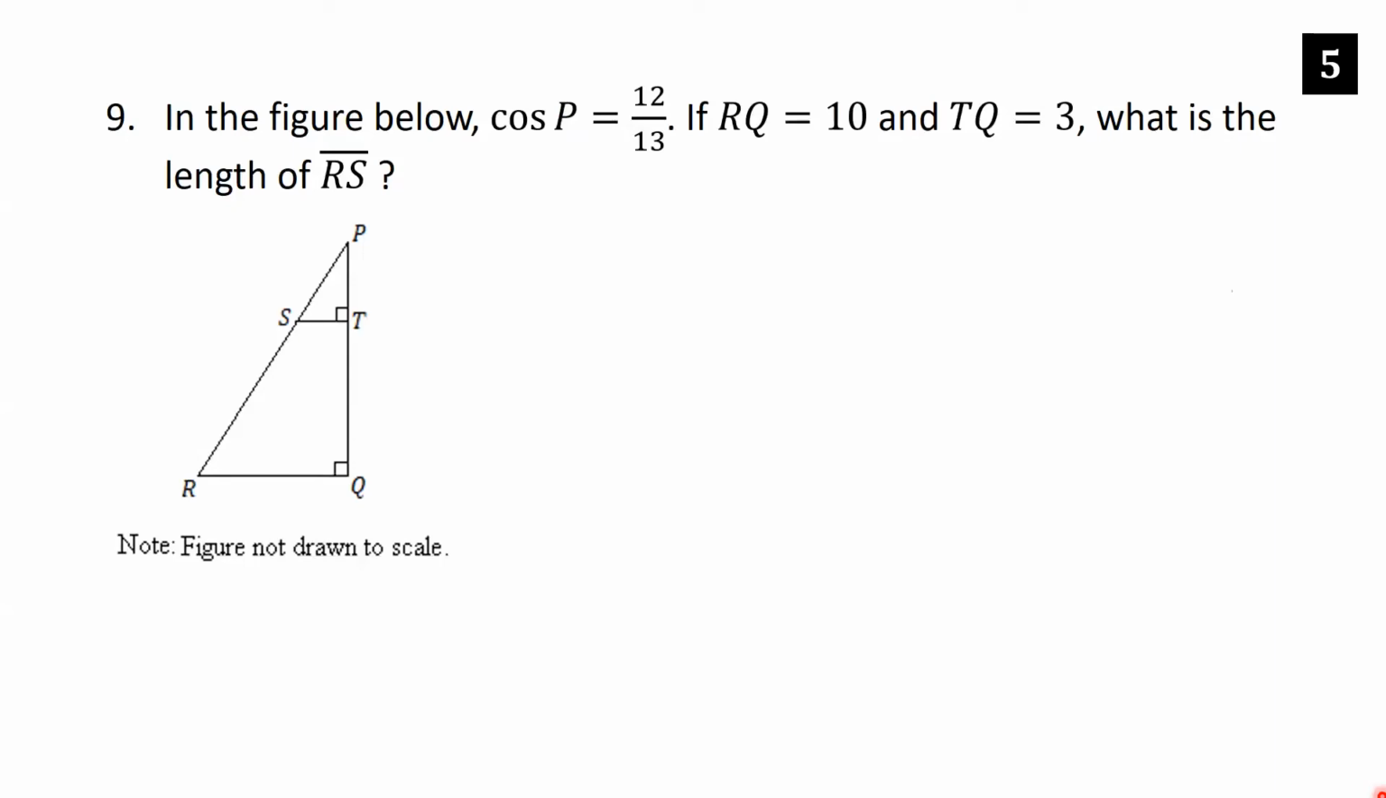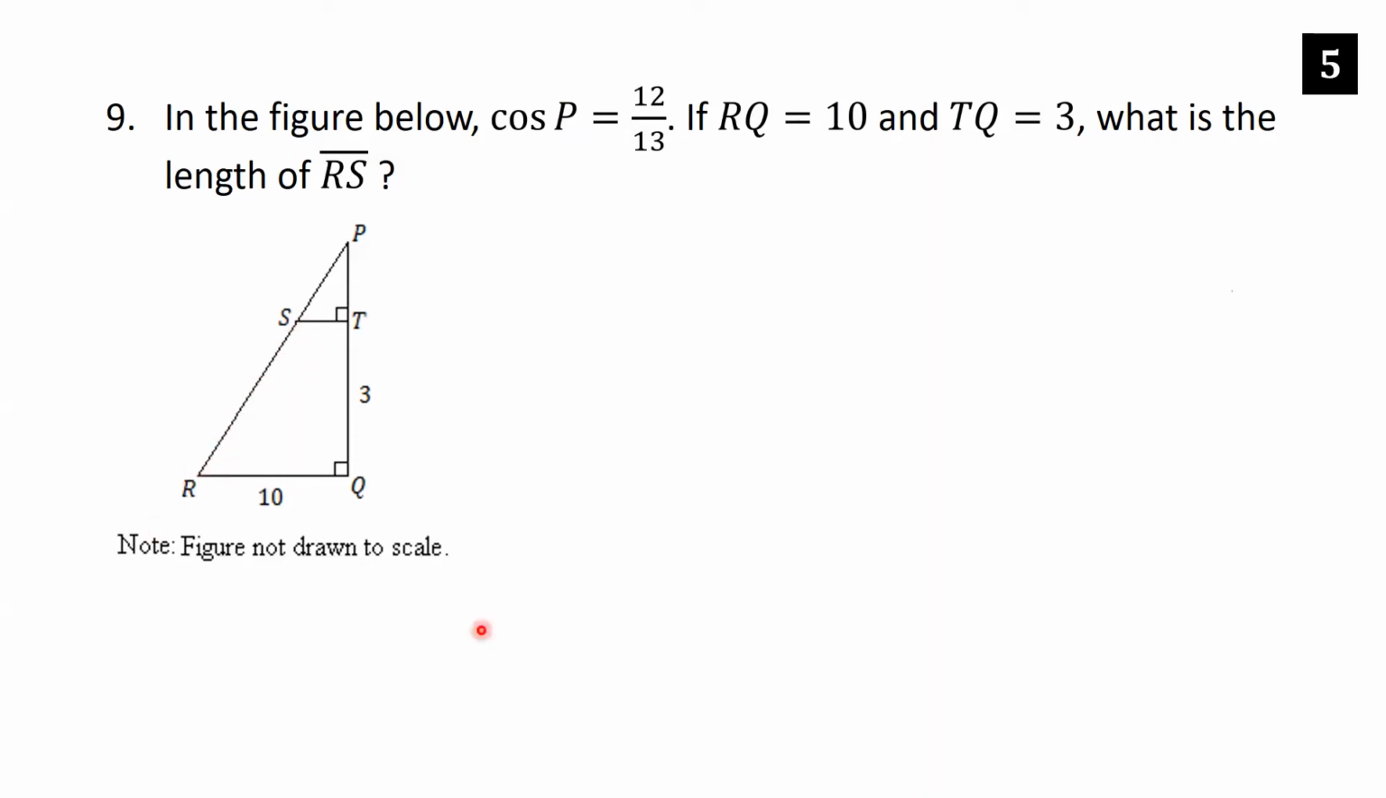Okay, 9. In the figure below, cosine P equals 12 over 13. If RQ is equal to 10 and TQ is equal to 3, what is the length of RS? Okay, let's start by filling in a little of the information that we have. Well, we have that RQ is 10, so I'm going to label side RQ with a 10, and TQ is 3, so I'll label that there as well. Okay, and we want RS, so we want to figure out this side.